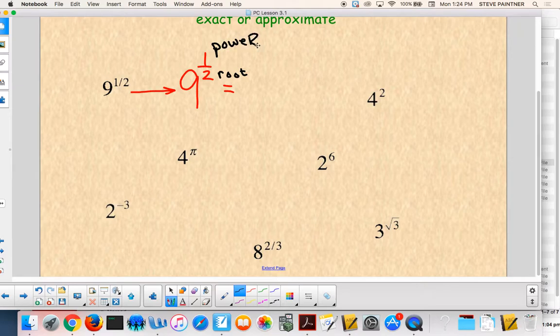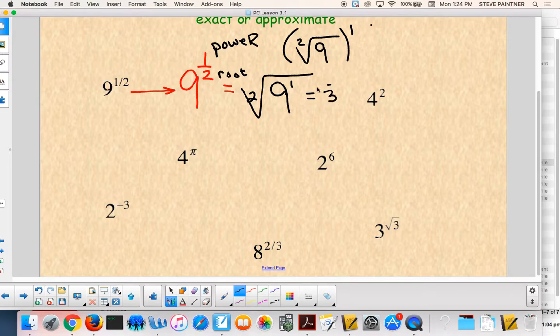Okay? So when you write 9, what root are you looking for? Square root. Now, you don't have to put a 2 in there, but that's what it is. And then the power, where do you put the 1? On the 9. Or you can put the 1 out here. Really doesn't matter. Either way you do it, what's the square root of 9? 3. The answer is 3.